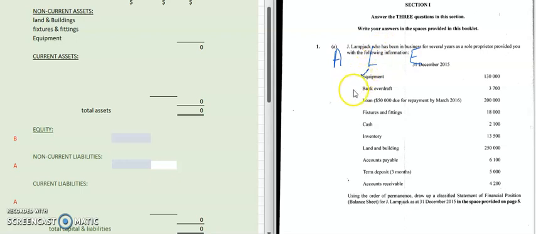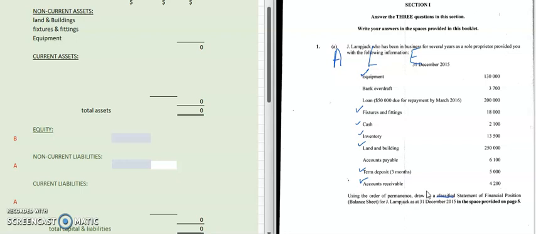So we got equipment, we got fixtures and fittings, we got inventory, cash, land and buildings, the term deposit, that's our money, and the accounts receivable. Right? These are all assets. And we are required to place them in the order of permanence. So in other words, separate them first between, it's classified. Notice it's a classified balance sheet. So we can separate them between non-current and current, and then put them in a permanent order.